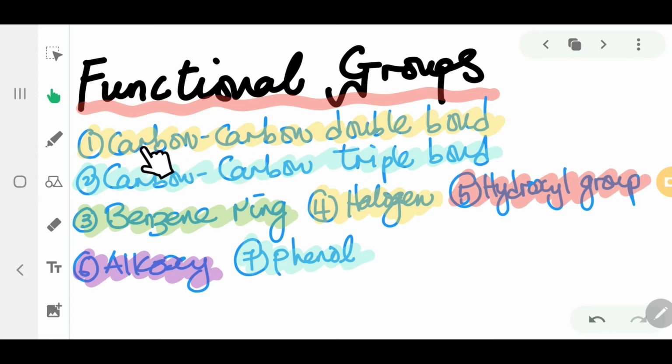They are very obvious. It's very easy to be identified. Carbon-carbon triple bond, benzene ring, halogen, hydroxyl group, alkoxy, and phenol. So these are the easiest 7 functional groups to be remembered. So we're going to start with this one first.